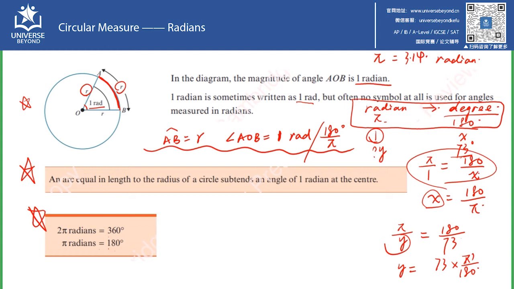So from this slide, we just learned radian and arc. The angle of 1 radian at the center will match the radius as the length of the arc. The length of the arc will be the radius. And 2 pi is 360, pi is 180. Many things in this slide.